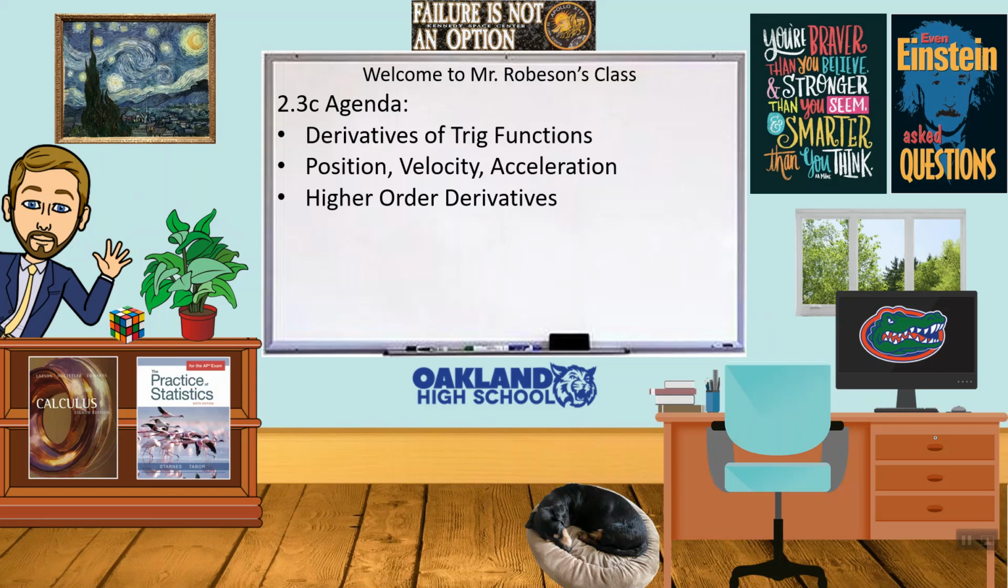Welcome back to Calculus with Mr. Robeson. So this is the last one in 2.3. We're going to look at derivatives of trig functions that probably involved quotient rules to derive them. We're going to look at position, velocity, and acceleration and how those things are related. Previously, we looked at just position and velocity. And then we're going to talk about some higher order derivatives, just what the notation is for bigger derivatives, like third derivative and fourth derivative and fifth derivative.